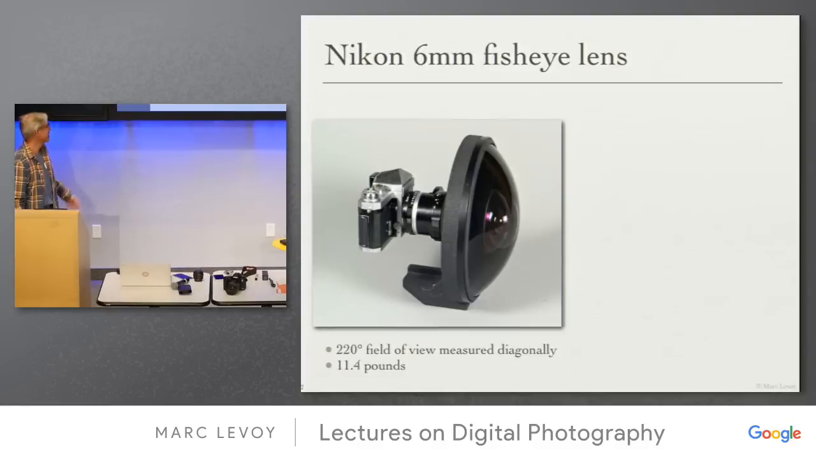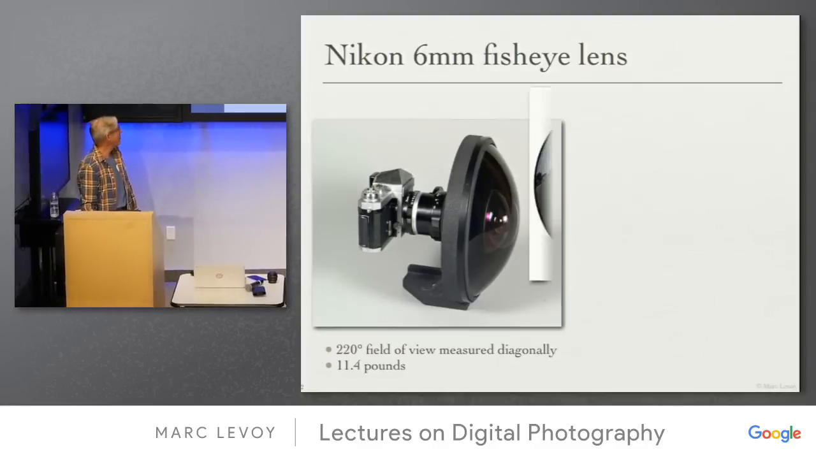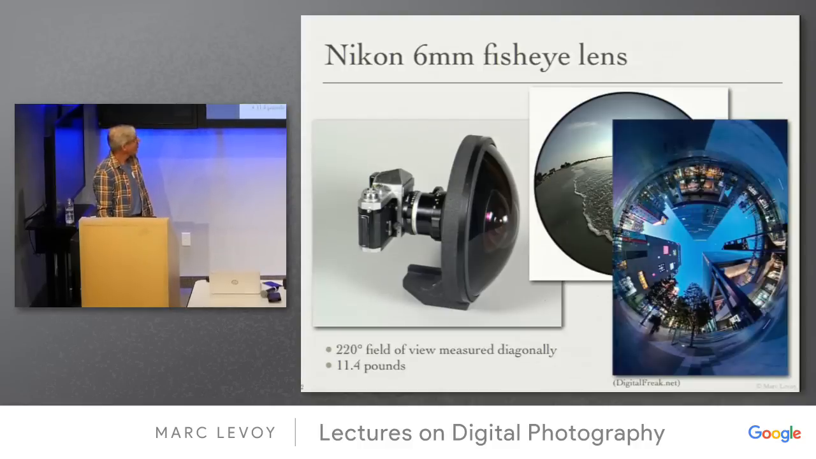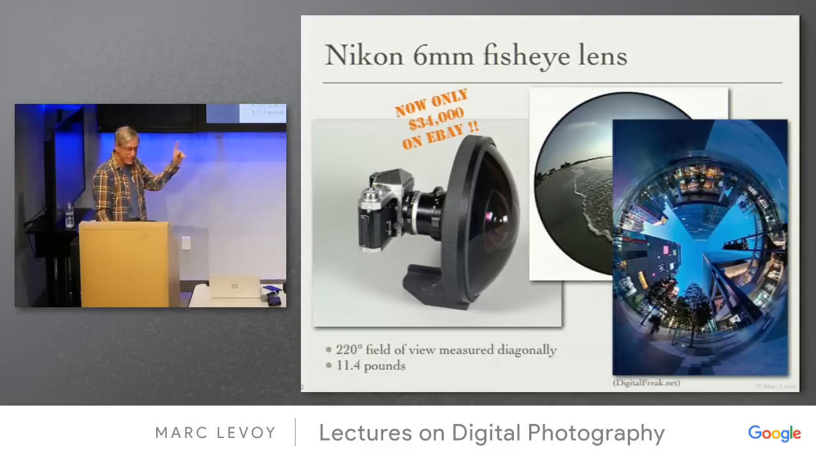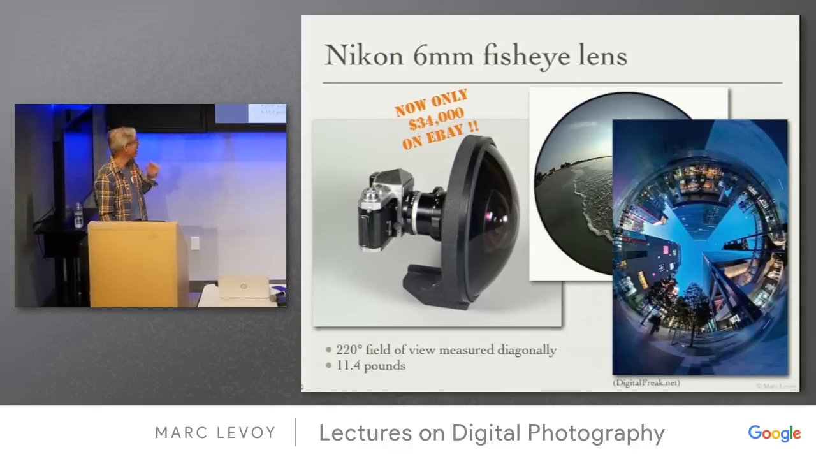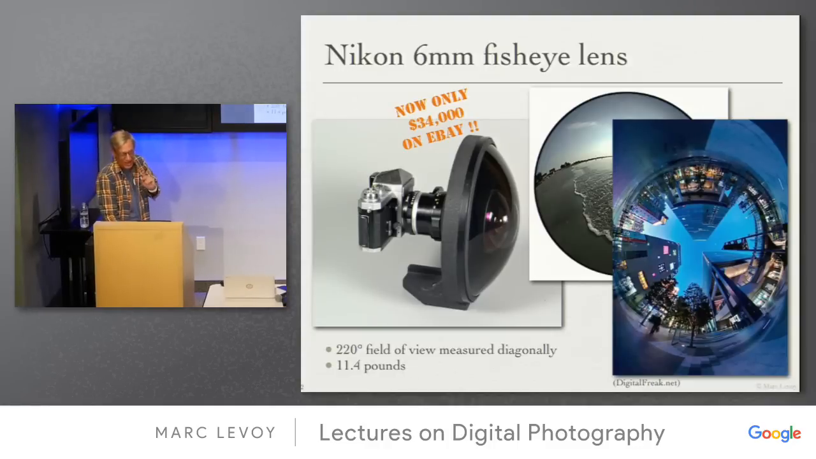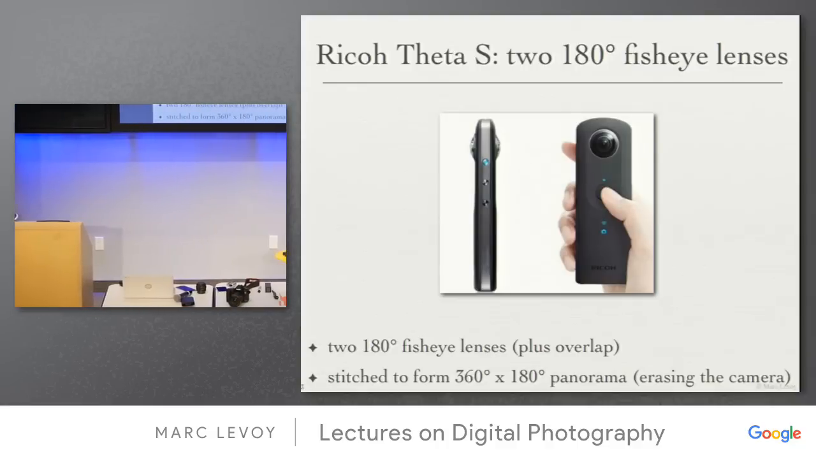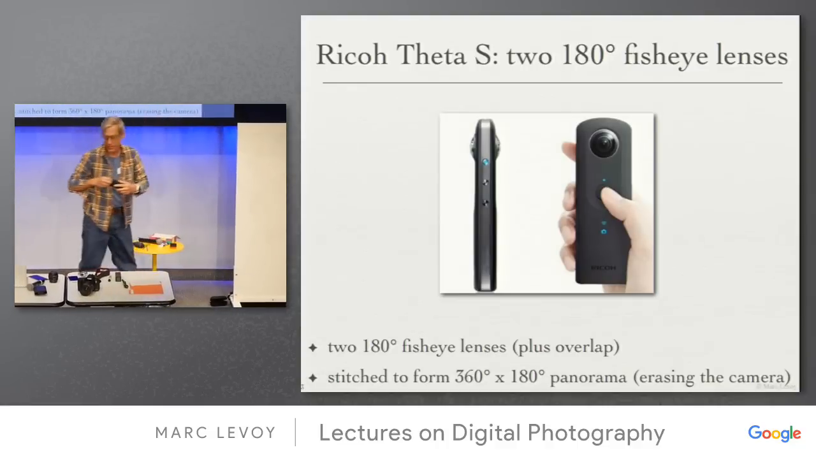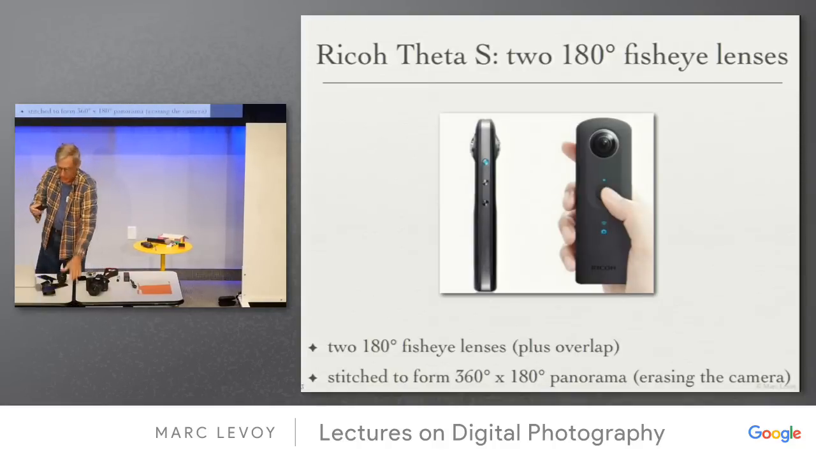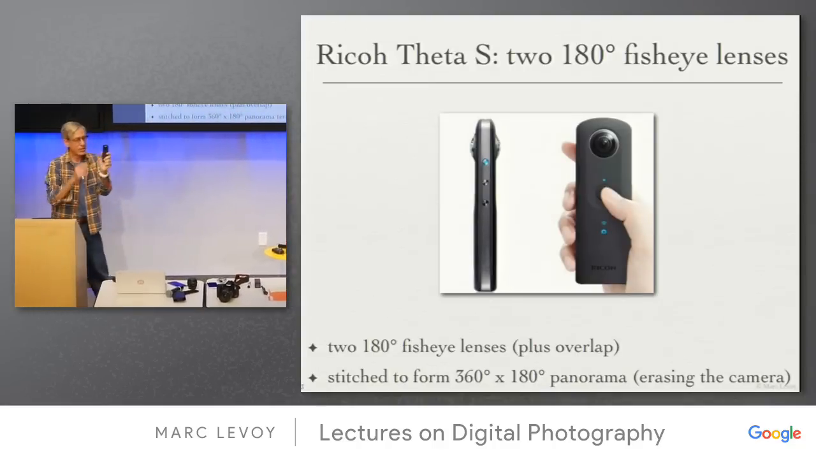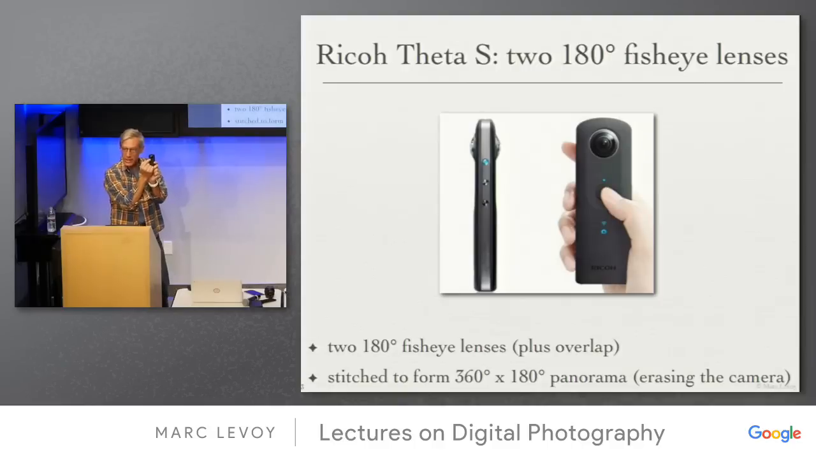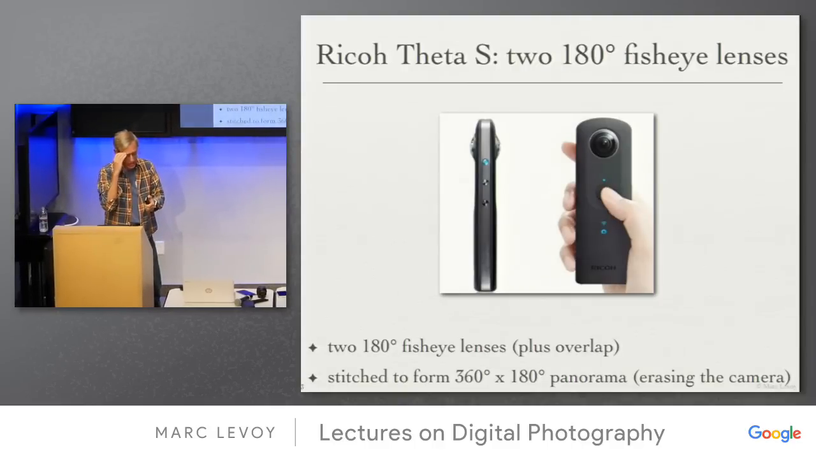Or you can just go out and buy yourself this lens, which costs 11 pounds and takes wide-angle pictures. And just this week, it's special on eBay. Or you can go out and buy this camera, the Ricoh Theta S, which is pretty compact and has a slightly more than 180-degree fisheye lens on each side. And so you can take pictures.